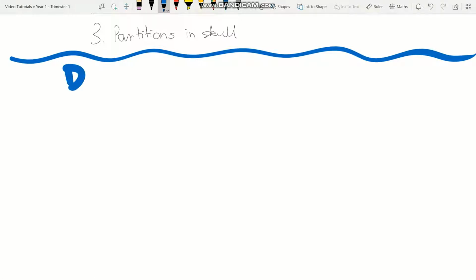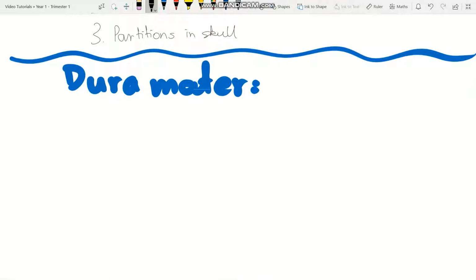Firstly, we have the dura mater. Now, the dura mater is the most superficial meninx. Meninx, I'll just write it out, is the singular form of meninges. So it's the most superficial. And it's also the strongest.